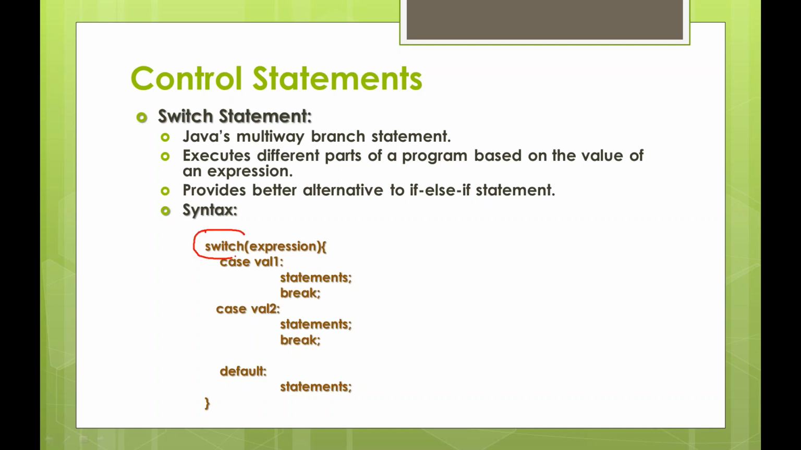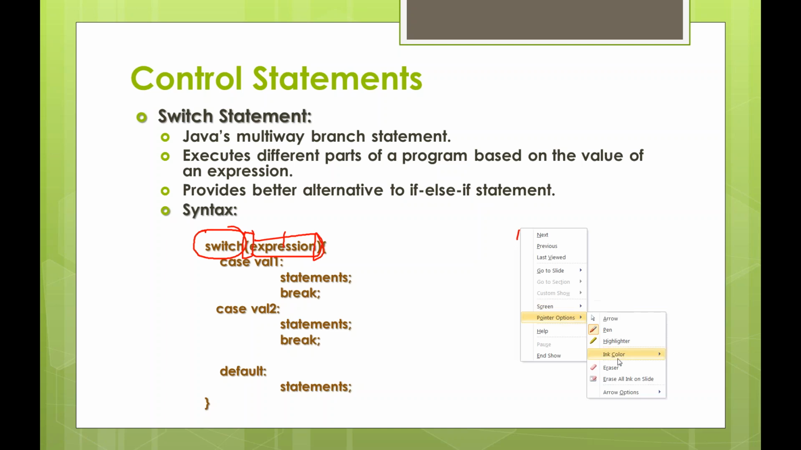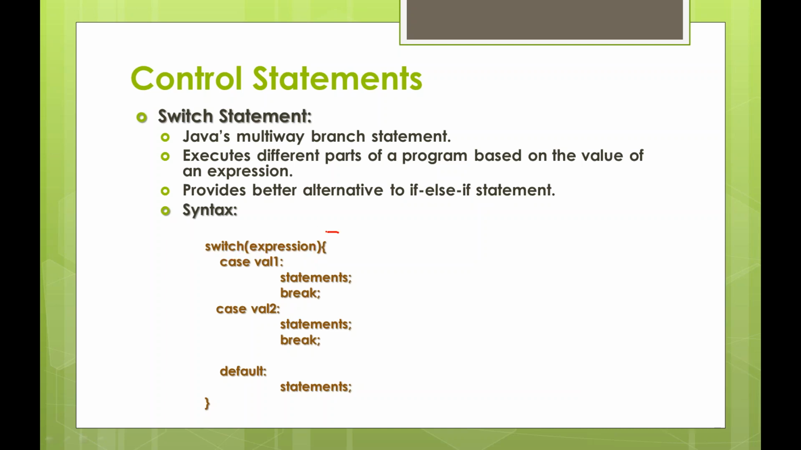It starts with the keyword switch, and you have parentheses. In that parenthesis, you will mention the expression. Then your entire switch block starts here, with open and close curly braces. Then you start with the particular cases: case 1, case 2, case n. Then you will have the default statement.